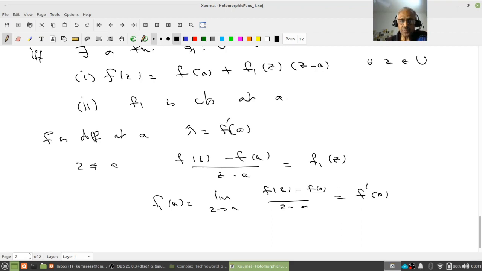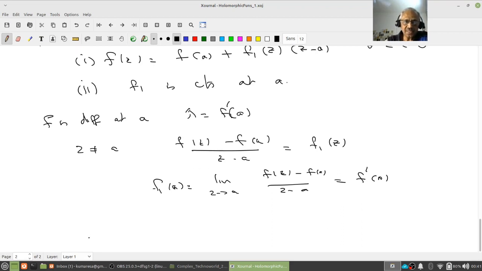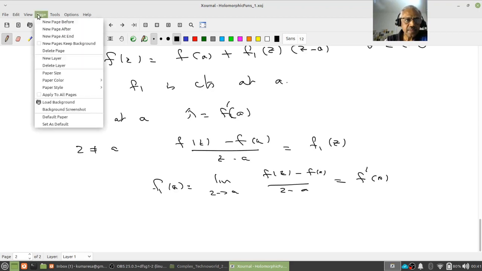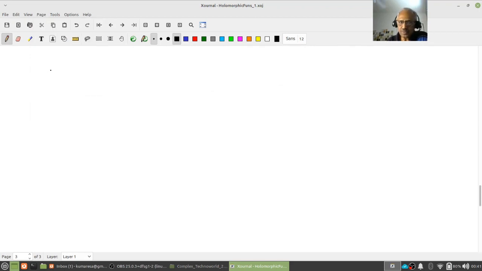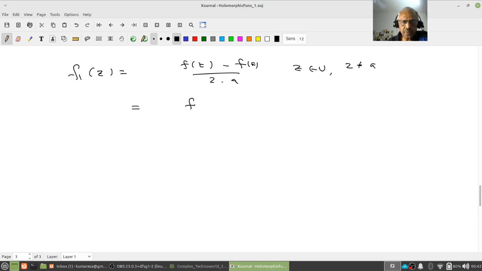A typical proof will be like this. Let us assume f is differentiable at a. I have to find f1. So simply the teacher will write: define f1 of z to be f of z minus f of a by z minus a, for z in U, z not equal to a, and equal to f dash of a at z equal to a. That's it. Then f1 is as desired. Okay, this is verification, whereas we arrived at f1. Pause, review, proceed. Now the converse part.